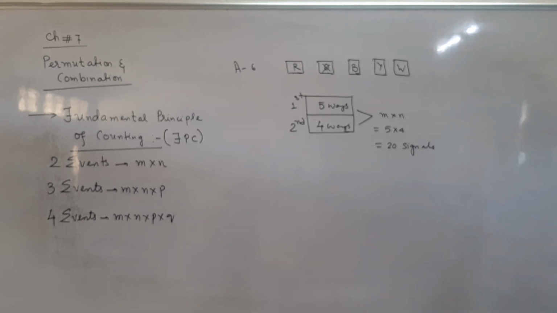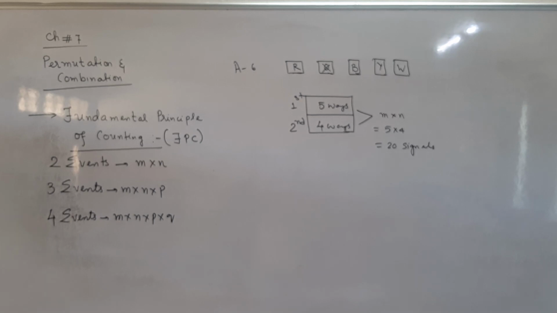And similarly, if there are 4 events, suppose the first, second, third, and fourth events in order can occur respectively in m, n, p, and q ways. Then, all the 4 events in order can occur in m into n into p into q ways. This is the fundamental principle of counting for 4 events. Students, the FPC can be generalized for any number of events. It is neither restricted to 2, nor 4, nor 5, nor 10, nor 20. It can be generalized for any number of events which occur in sequence, but the order of the events must be maintained.